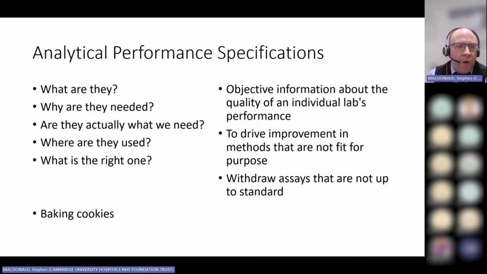So let's start off with analytical performance specifications and ask some questions about them. First of all, what are they? As I said, they're basically models, and they're even described as models in some of the approaches that's taken. And we're trying to characterize what is a good performance or what is an expected performance for a clinical assay. And they're absolutely needed for understanding whether the quality of our tests is to the desired standard to maximize positive patient outcomes.